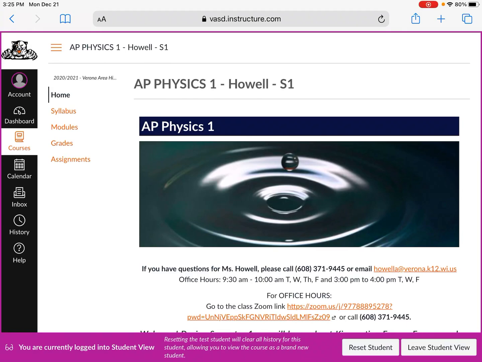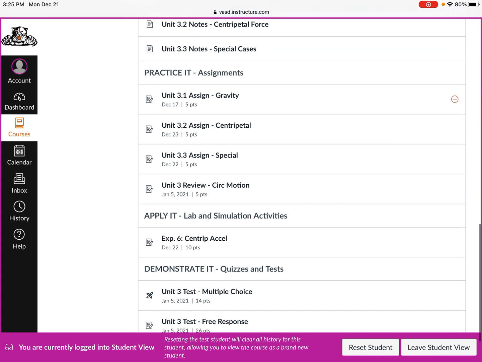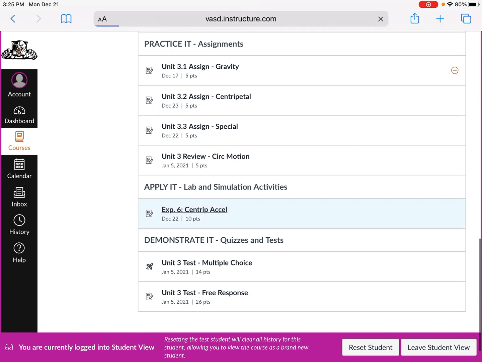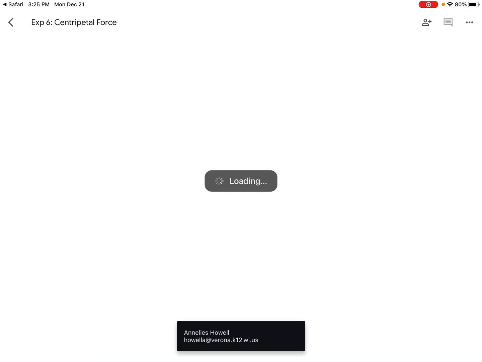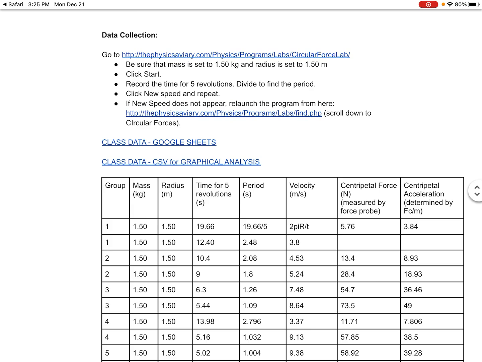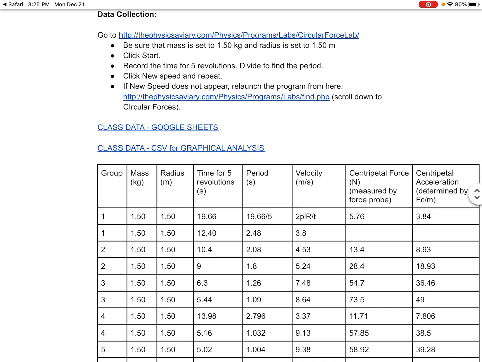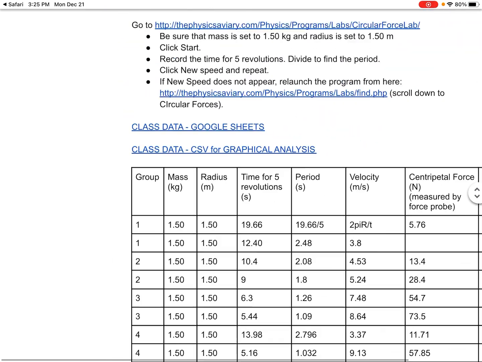Here's a quick recap of how to complete our latest lab. I'm going to go to Modules, and I'll go to Unit 3, and we were looking at the centripetal acceleration or circular motion lab. And we'll go to the class data collection document. And the link that I want to use is this CSV for graphical analysis link.